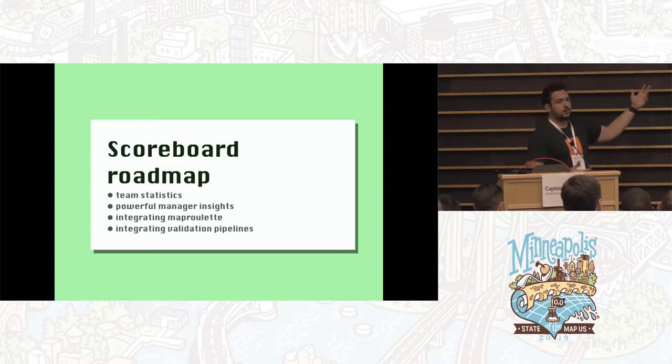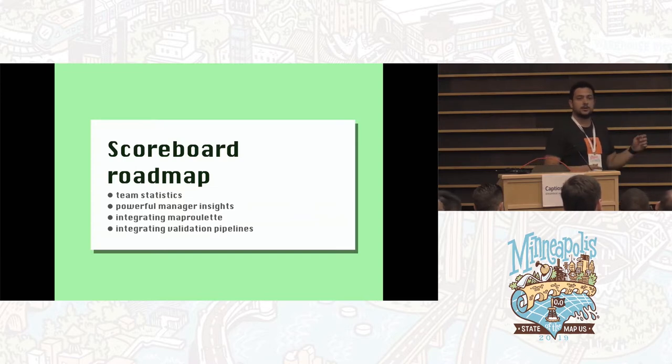We want to integrate MapRoulette. Is Marta in here? And integrate validation. So maybe we were thinking in your dashboard, you would also see the mistakes that your team is making and then bring that into a team's dashboard.